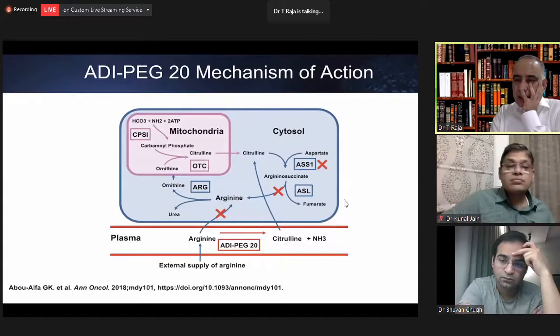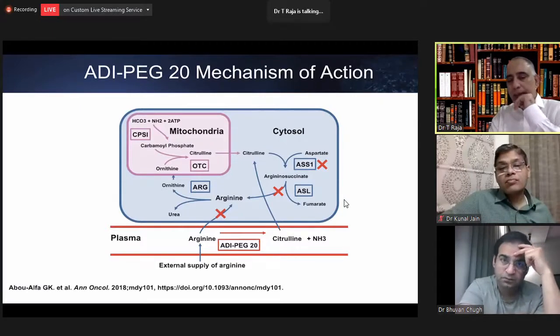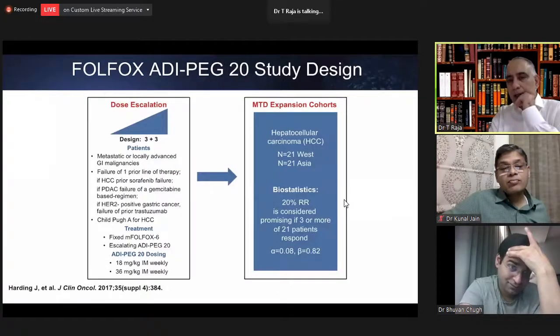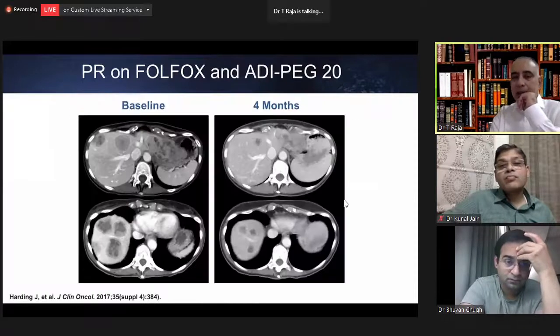This is an anti-arginine approach, ADI-PEG 20, and this was essentially a work from the Memorial Sloan Kettering Ghassan Abou-Alfa's group. And look at this particular picture, Folfox plus ADI-PEG 20, that's an arginine inhibitor. Look at the responses that he has shown. So are we forgetting this portfolio, chemo plus these kind of combos, Dr. Kripashan?